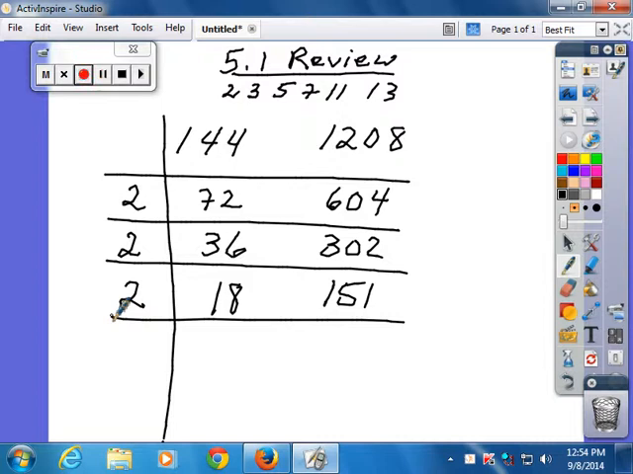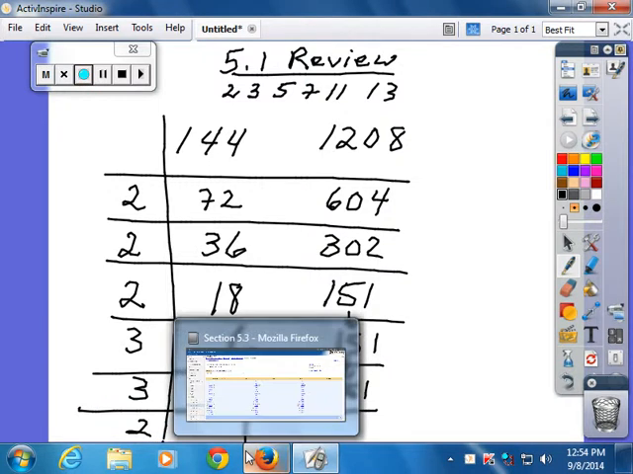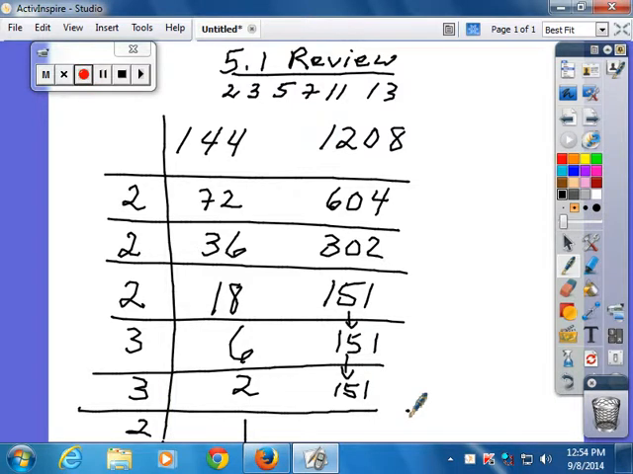So I'm going to go ahead and divide by 3. And 3 will go into 18 6 times. And 3 will not go into 151, so we just bring that down. 3 will go into 6 2 times. It will not go into 151, so we just bring that down. 2 will go into 1. There's one of our 1s. That's what we want. We want both of them. Good. Keep talking. 2 will not go into 151, right? No, it will not, so it comes down.